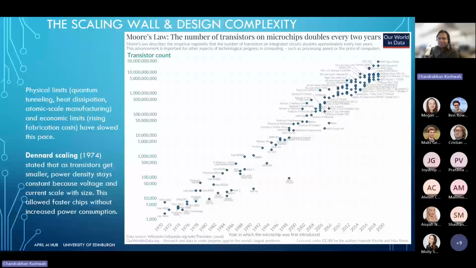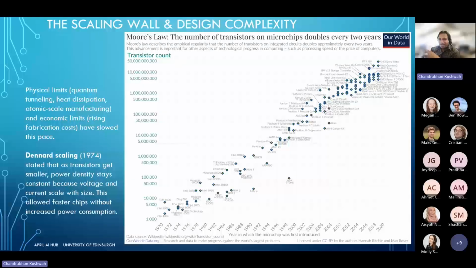Dennard proposed it in 1974. Dennard scaling suggested that as the transistor shrinks, the power density remains constant because both voltage and current scale down. This allowed chips to become faster without increasing power consumption, but by the mid 2000s this broke down, and leakage current, thermal bottlenecks, and inability to reduce voltage further meant that power consumption started rising again, even as transistor size shrank. Together, these mark turning points.